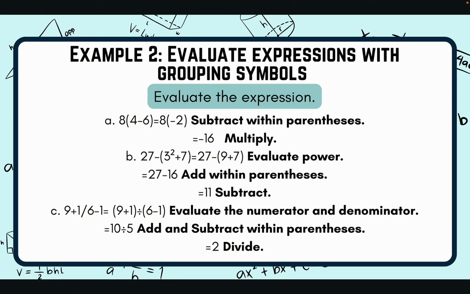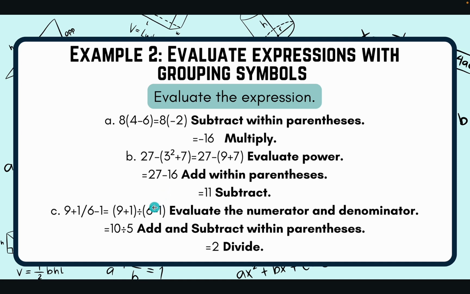For B, we have to solve an expression in parentheses, but since there is 3 squared in the expression, we evaluate the power first to solve the expression in parentheses. So 3 squared is 9. And if you add within parentheses, the expression becomes 27 minus 16. Then if you subtract, the answer is 11.